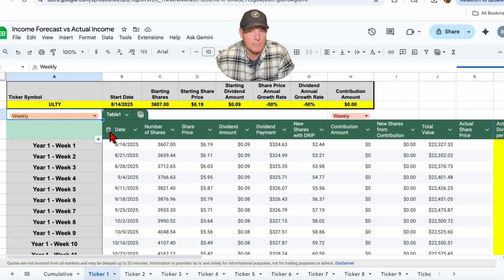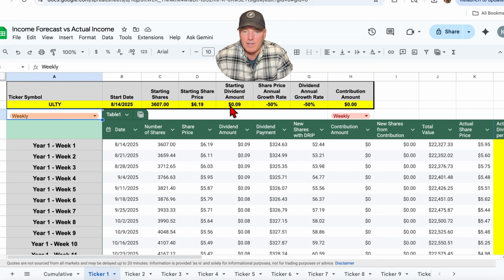So let's look at some of these cells that you need to fill in. First thing you want to fill in here, obviously, is the ticker symbol, and then the start date. When did you buy it? How many shares did you buy? And what was the starting share price? Also put in, what is the starting dividend payment? For ULTY, I put in, because I'm starting this on August 14th, even though I bought into it in July, I'm just starting it here for this demonstration. The starting dividend is 9 cents.